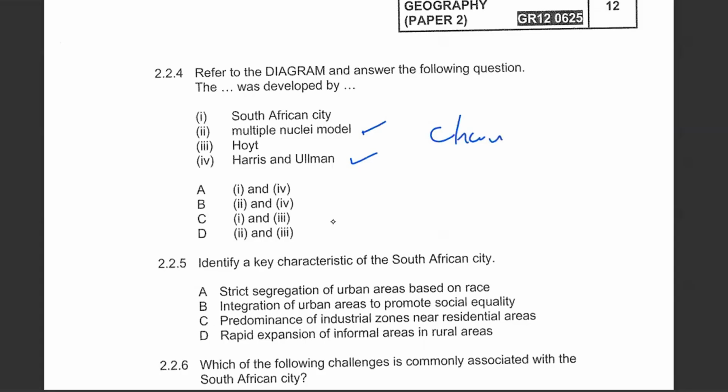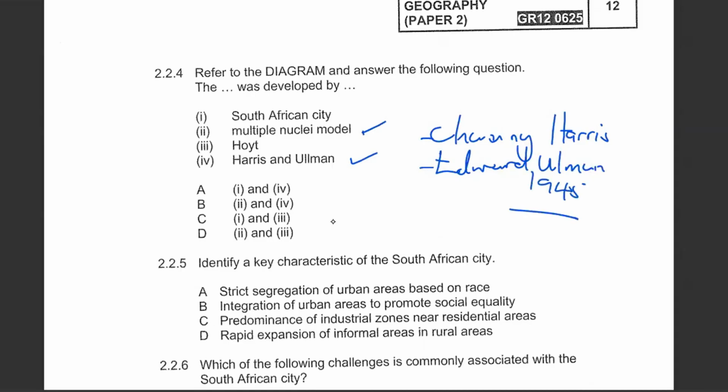Chauncey Harris and Edward Ullman in 1945. That is when they came out with the ideas of the designing of the multiple nuclei model after seeing the trends of the growth of cities in the developed world. All right, so our correct response is item 2 and item 4, which is B.